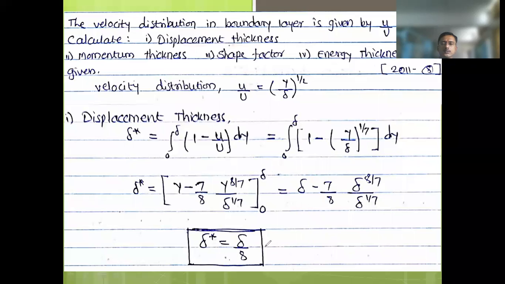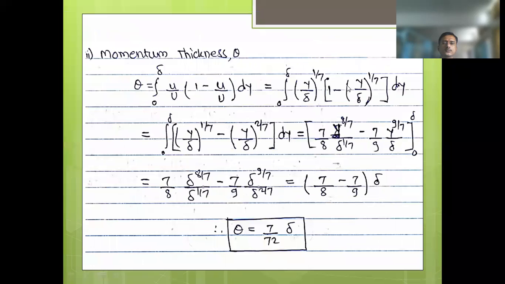Del star is equal to del by 8. Something is mistaken in the problem here. This will cancel with this one, del to the power 8 will be there. This is not an appropriate answer, not the correct answer. There might be a mistake here.